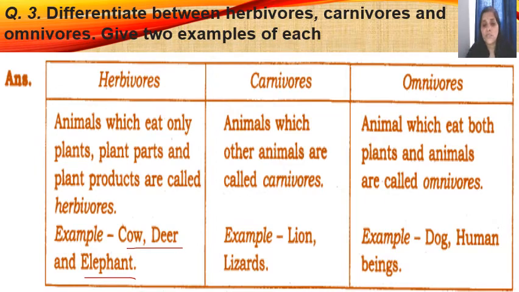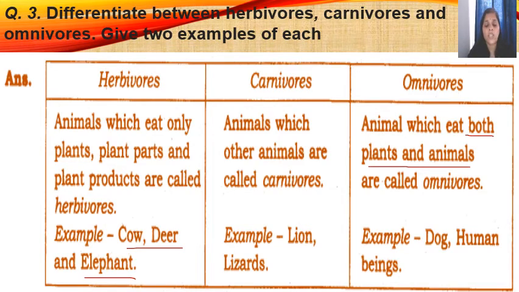Carnivores, animals which eat other animals, are known as carnivores. The examples are lion, lizards. Omnivores are the animals which eat both plants and animals. So easy to remember. Herbivores eat only plants, carnivores eat other animals, while omnivores eat both plants as well as animals. A good example of this is human beings, which eat both plants as well as animals.